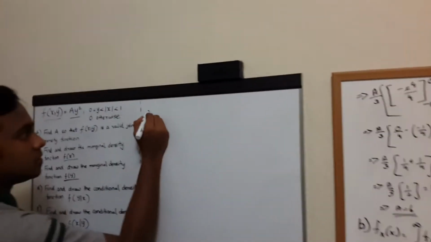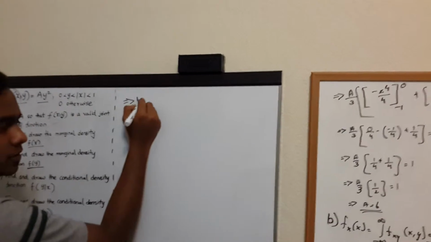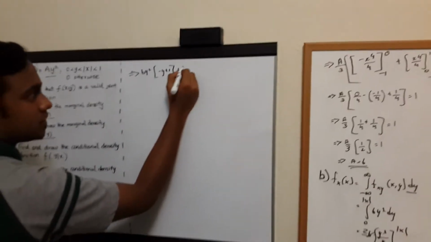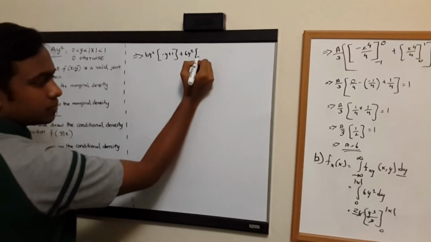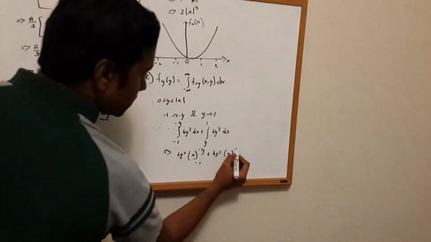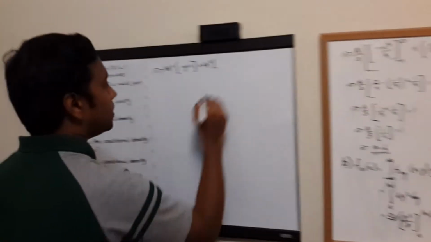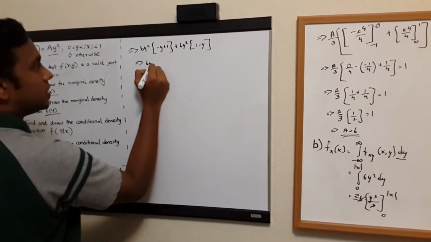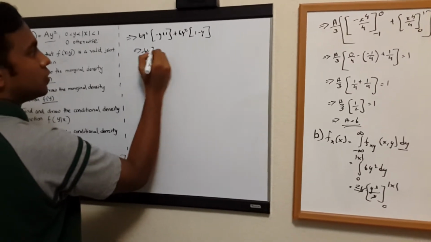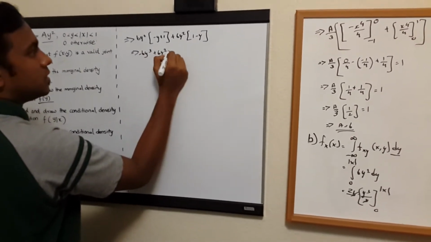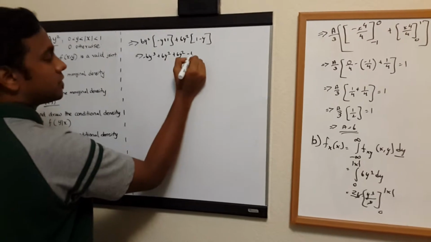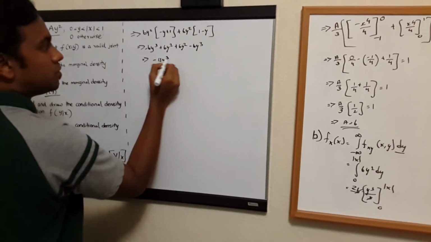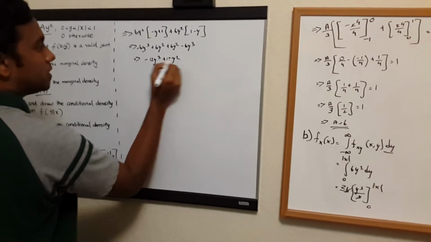Now 6y squared into minus y plus 1, plus 6y squared into 1 minus y. So therefore it's 6y squared minus 6y cube plus 6y squared plus 6y squared minus 6y cube. So this is minus 12y cube plus 12y squared.